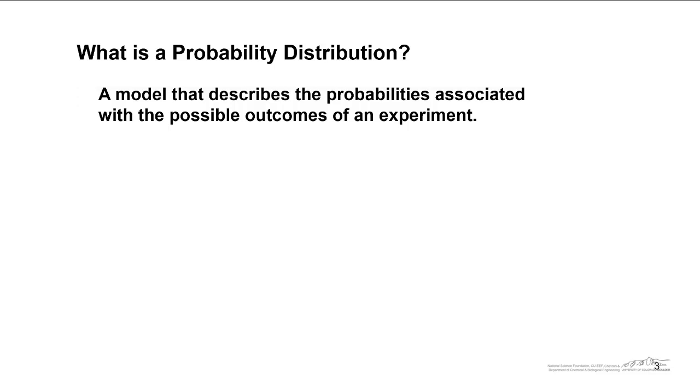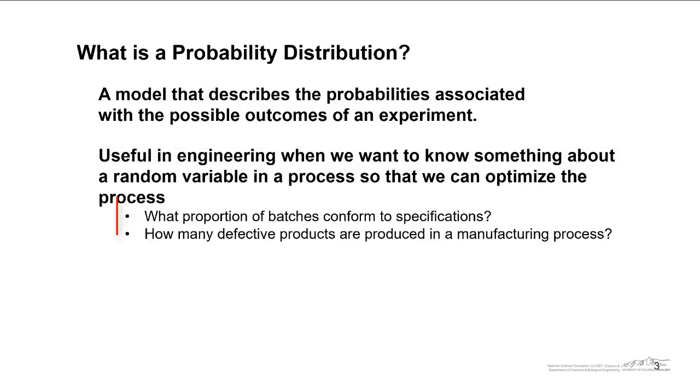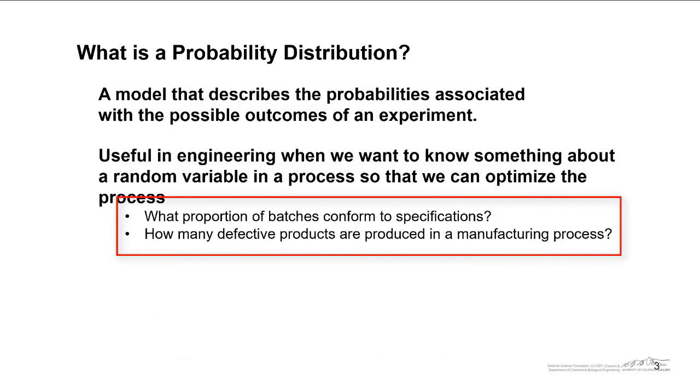And a lot of times it has to be determined experimentally, or if it's based upon probability, you can come up with theoretical models. Probability distributions are useful in engineering when we want to know something about a random variable, so perhaps we can optimize the process. For example, what proportion of batches conform to specifications? How many defective products are produced in a manufacturing process?